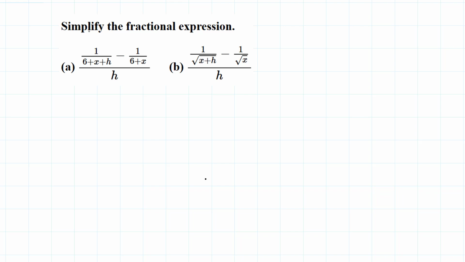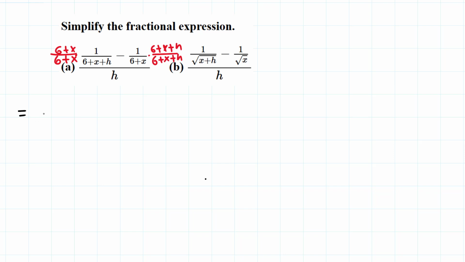When we are dealing with fractions to combine, when we add or subtract, we have to make a common denominator. So we multiply the first fraction by the bottom of the second, which is 6 plus x over 6 plus x. This is 1 because we have the same thing on the top and bottom, and multiplying by 1 does not change anything. Same thing here, we multiply by the bottom of the first.